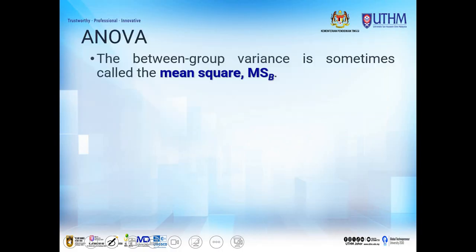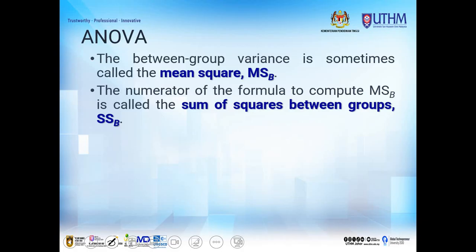Okay, we'll continue. ANOVA. The between group variance is sometimes called mean square, MSB, and the numerator of the formula to compute MSB is called sum of squares between groups. Actually, there is an ANOVA summary table that you have to do in your exam. I'm sure that your final exam has this type of question where you need to use the table to fill in these values. The values you already calculated before, so you just fill them in the table.